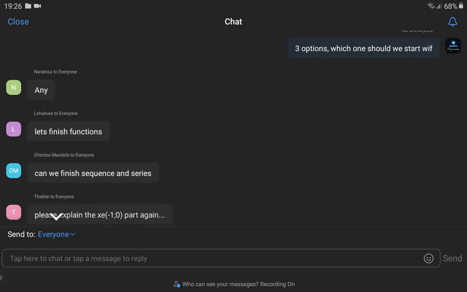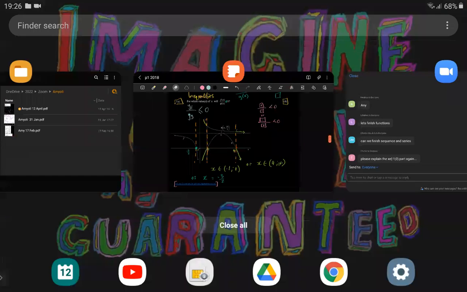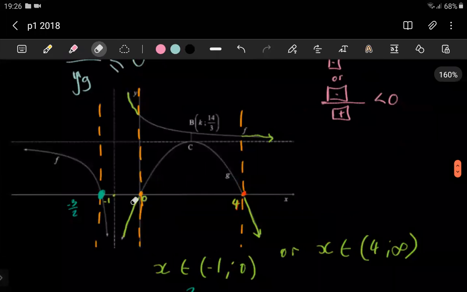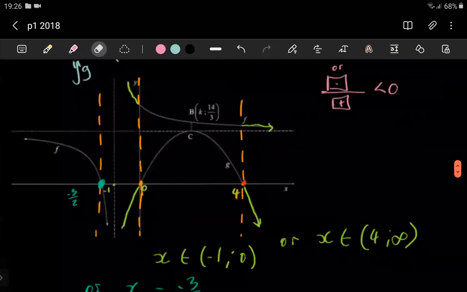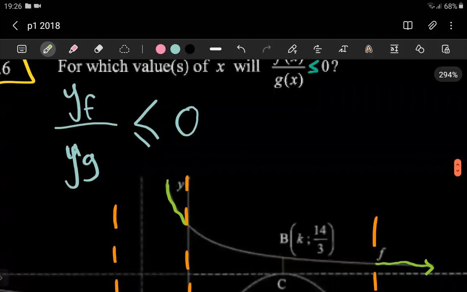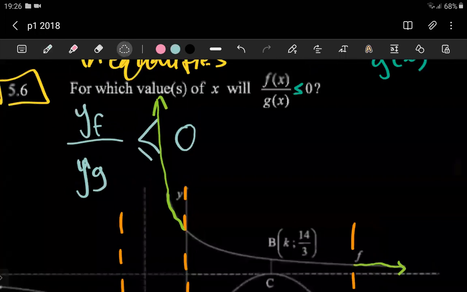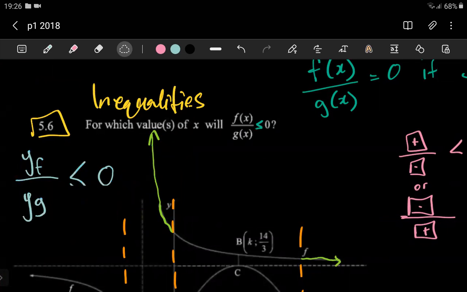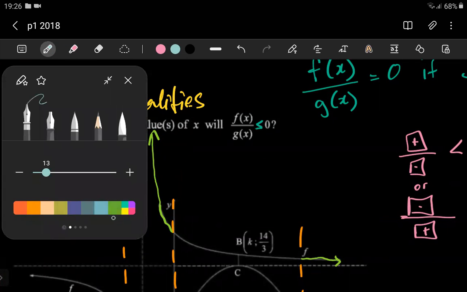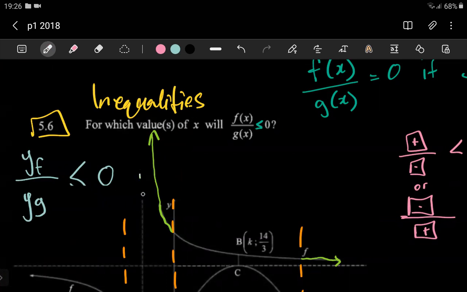And I'll answer this also. Please explain the x as an element of -1 to 0 part. The part where it says x is an element of -1 to 0 is because of our asymptote here. If these lines continue, this is going to go up forever, but it will never touch what you may call the asymptote. Let me extend this asymptote going up here.